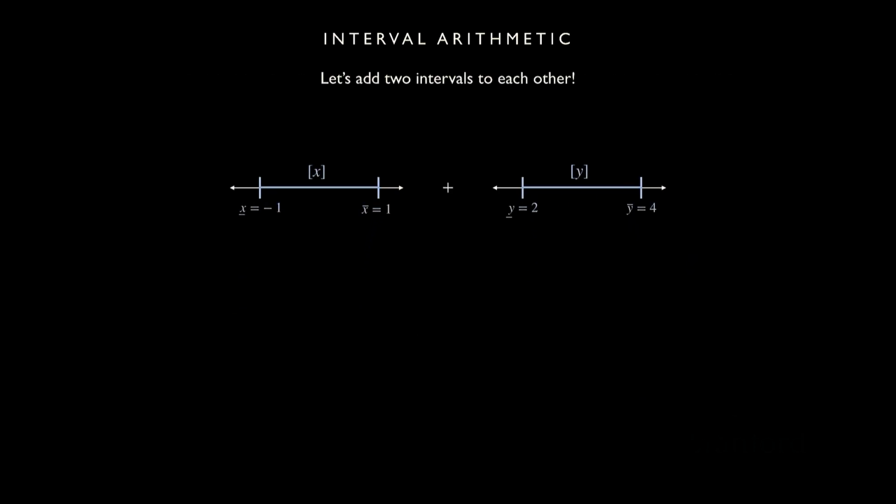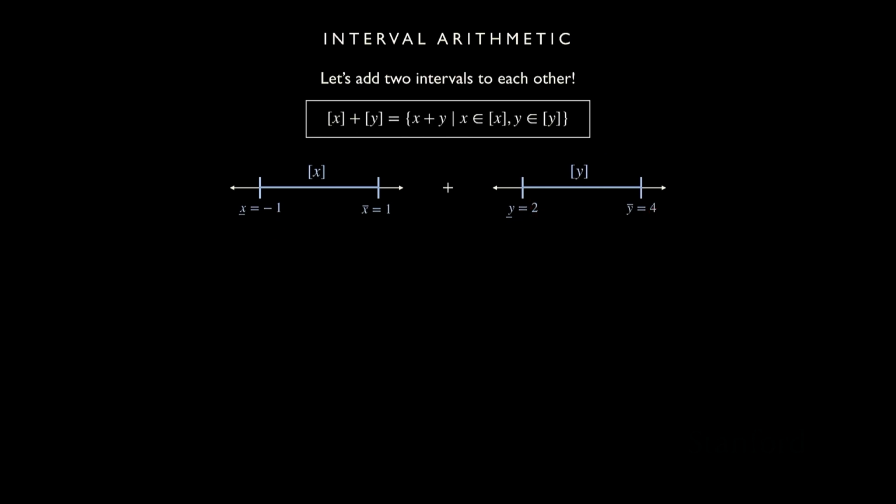Let's, for example, add 2 intervals together. Here we have this interval x, which goes between -1 and 1. We have this interval y, which goes between 2 and 4. And we need to define what it means to add 2 intervals. To define that, we're just going to say that the interval x plus the interval y is all points x plus y, where x came from the interval x and y came from the interval y. This is very similar to what we were doing with the Minkowski sum. We take all the points in these two sets and say the new set is any sum that we could get from any combination of those points. So it looks very similar to what we were doing with the Minkowski sum.